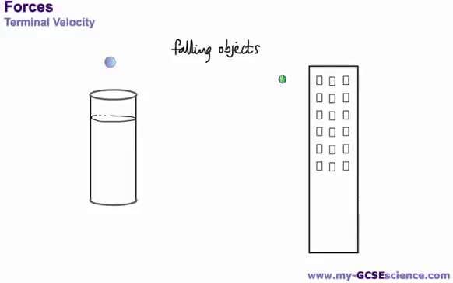Hello and welcome to a video about forces, and we're looking at terminal velocity, and this is for Unit 2 Physics for GCSE Science. Now, when we refer to terminal velocity, it's usually to do with falling objects.